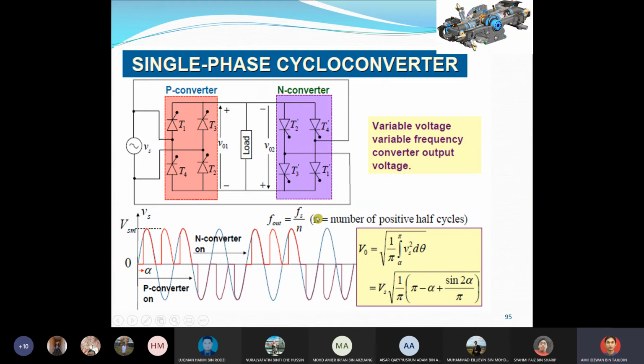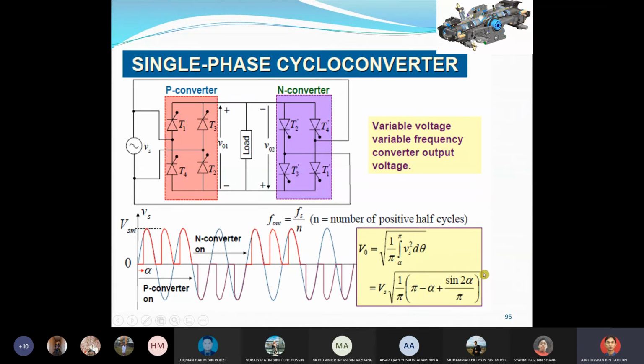Okay, so F out is Fs over N, depending on the portion. N is the number of positive half cycles. So you can see that F out, the frequency that we adjust, is just a portion. Because it is divided by N, it will be smaller than the supply frequency. Okay, maybe nowadays we can actually increase the frequency too. This is the fundamental, the basis for changing the frequency level. Okay, and this is the equation to find the V out. It depends on our alpha.